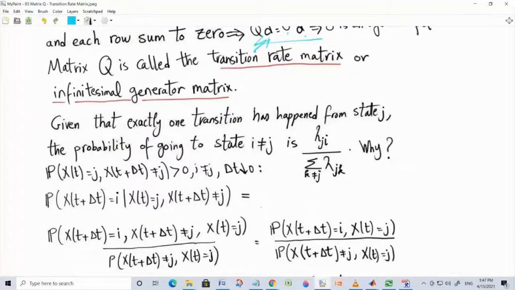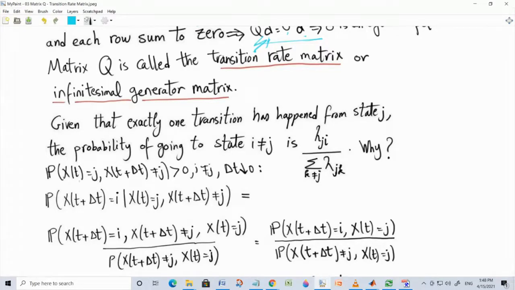Okay, so this is very essential, the part I will explain now, very important when we solve problems. It is sort of a key ingredient in playing with continuous time Markov chains. So suppose that one transition has happened from state j to some other state i. From j you can go to any other state, including i. So what is the probability that your transition will be to i itself?